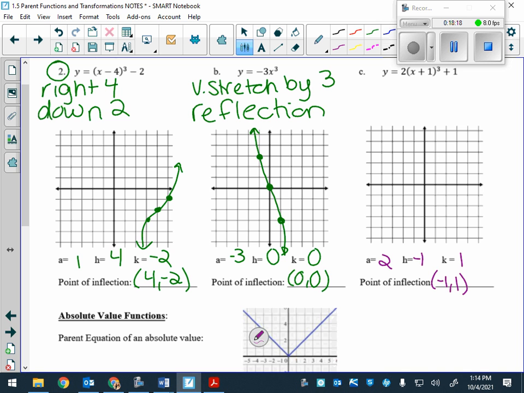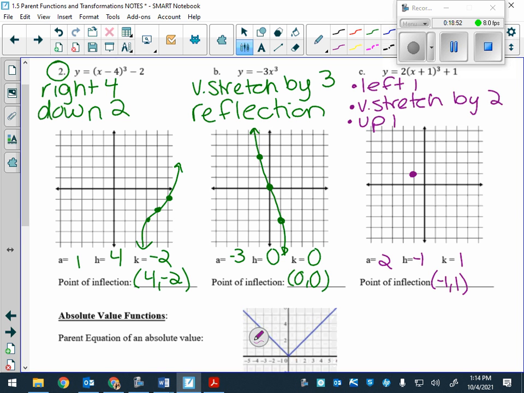Grace. Good. Left 1. Good. Caitlin, what's another? Yep. It's okay. Vertical stretch by 2. Good. And Jack, what's another? Up 1. So we have -1, 1.